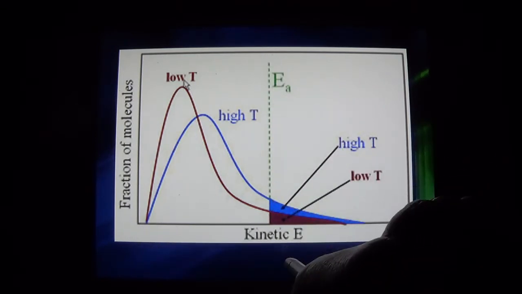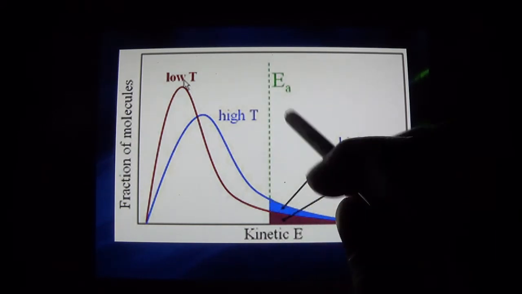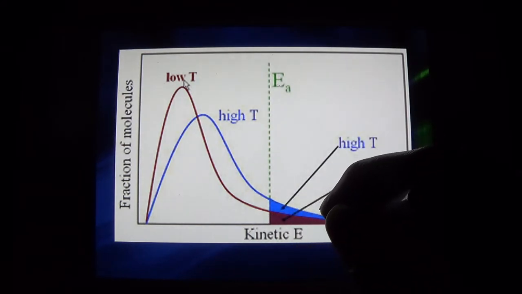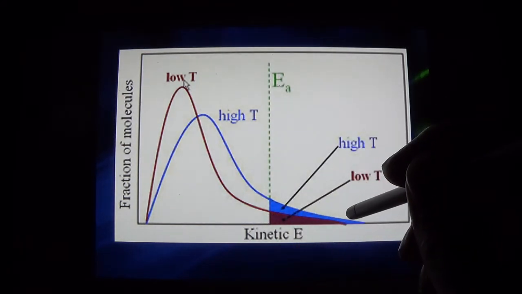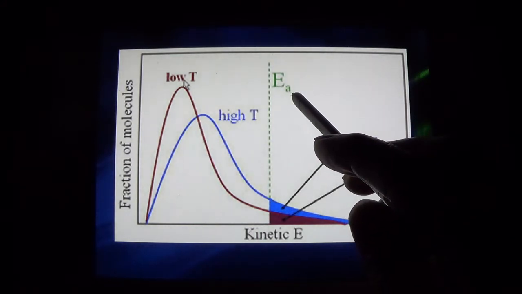You would integrate it not from 0 to whatever. You would start here. But that would tell you the percentage of the molecules that have the energy necessary, the activation energy, to be successful when colliding. What does a catalyst do to the activation energy?